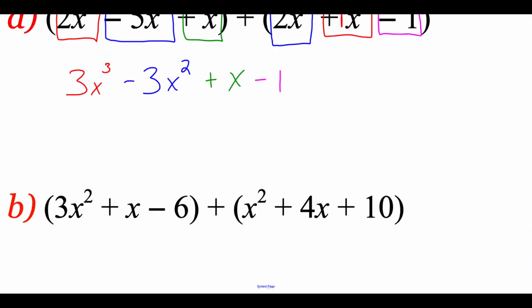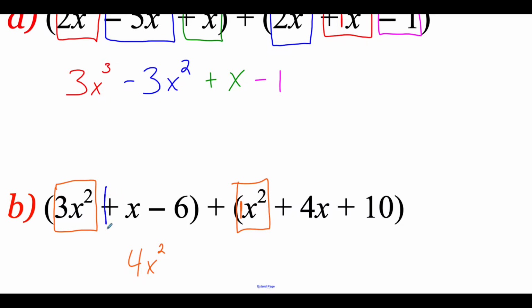Now, as we look at this next example, we're going to do the exact same thing. Try to identify the like terms and then add them together. So we have 3x squared plus x minus 6, and we're adding x squared plus 4x plus 10. As I look at my polynomials, the first thing I see is this 3x squared. So I want to check for x squareds in my other polynomial. So right here I have an x squared. There's no coefficient on it, so that means 1x squared. If I take 3x squared and add one more x squared, that's going to give me 4x squared.